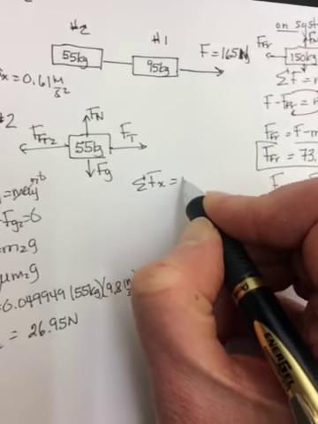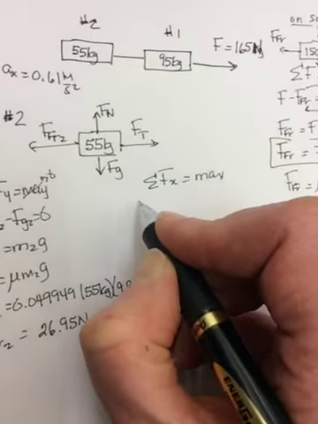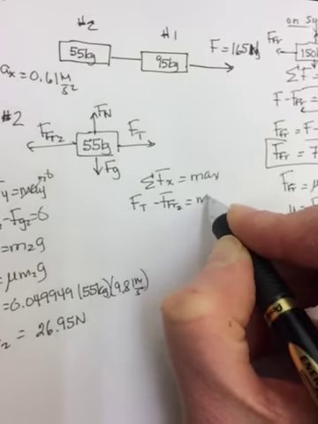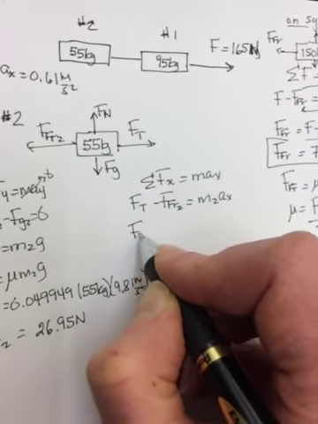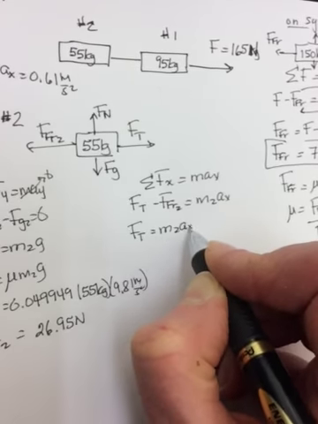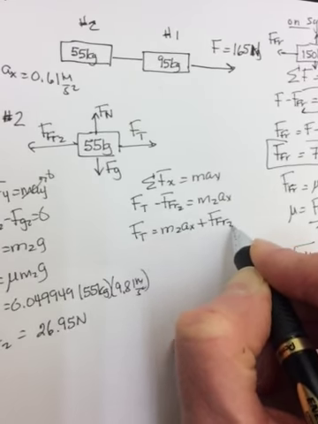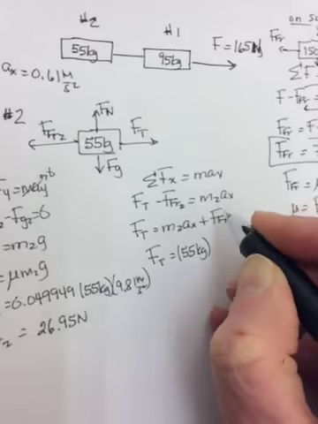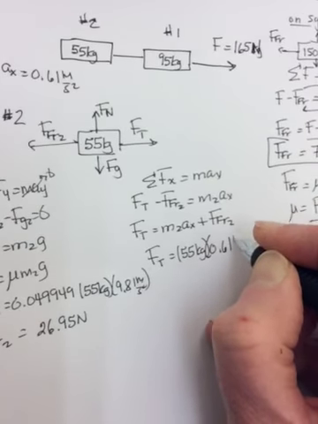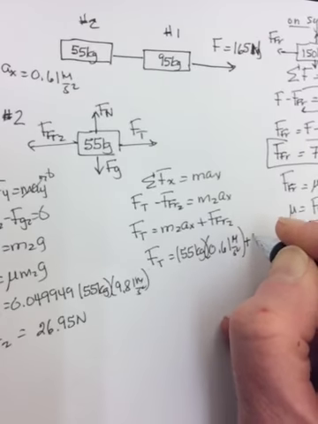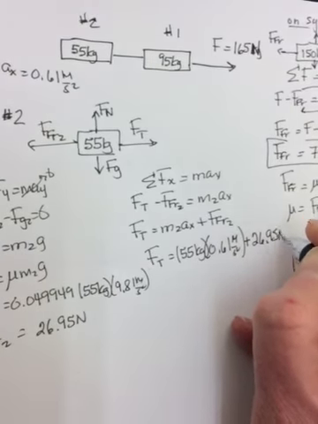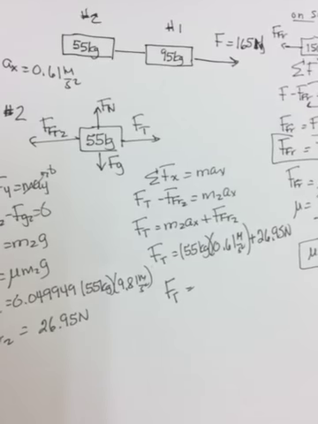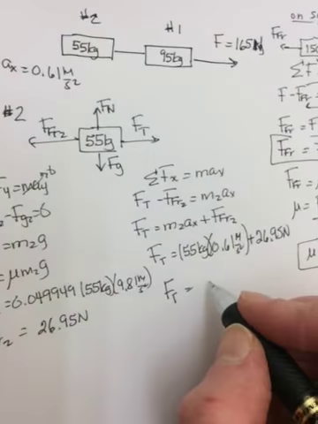So now we go to the sum of the forces in the x. And so in the x on number 2, we have the tension pulling forward, the friction on 2 that we just found pulling back, and that should be equal to M2A. So F tension should be equal to M2A plus the friction that we just found. So tension should be equal to 55 kilograms times 0.61 meters per second squared plus 26.95 newtons. So 55 times 0.61 plus 26.95, you should get 60.5 newtons.